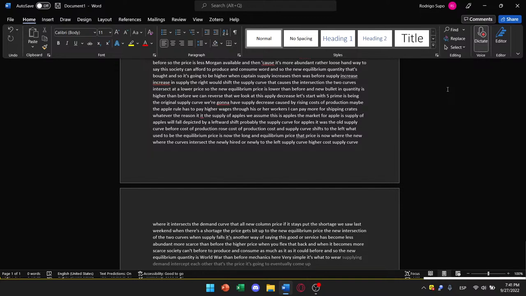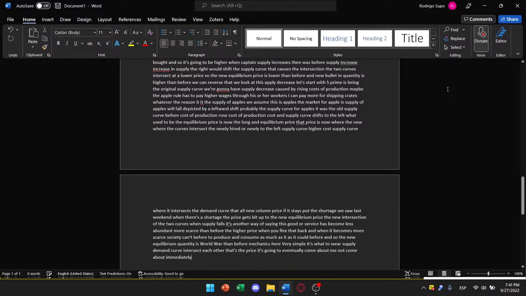In this example, a change in supply doesn't cause demand to change. And a change in demand doesn't cause supply to change. A change in one curve doesn't shift the other curve.